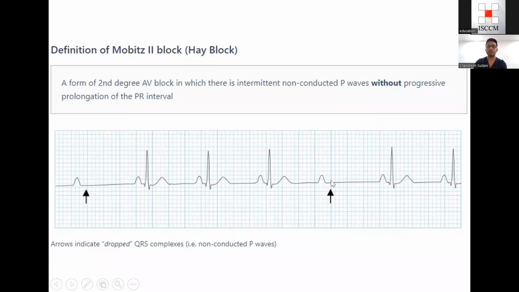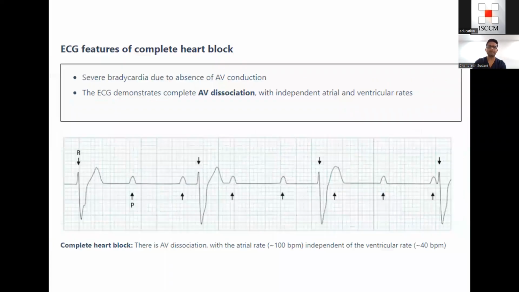So here the QRS complex has been dropped. So this is a Mobitz type 2. But again, it is a form of the second degree AV block only.